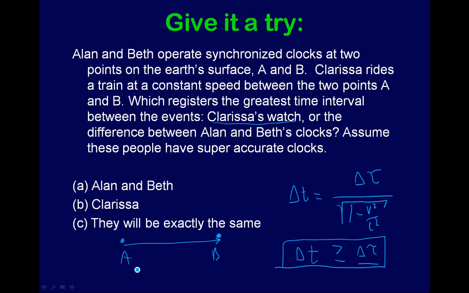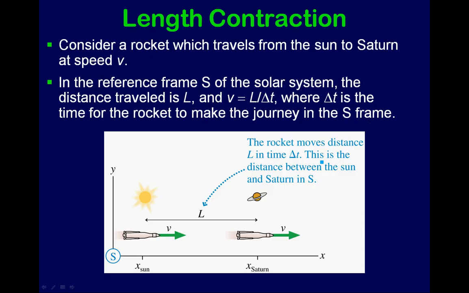Alan and Beth have to measure it on separate clocks, and it's not at the same place. The beginning is at Alan and the ending is at Beth. So Clarissa is going to measure the proper time, which is the delta tau, which means Alan and Beth will measure the longest time, which is what we're asking here. What's the greatest time interval?